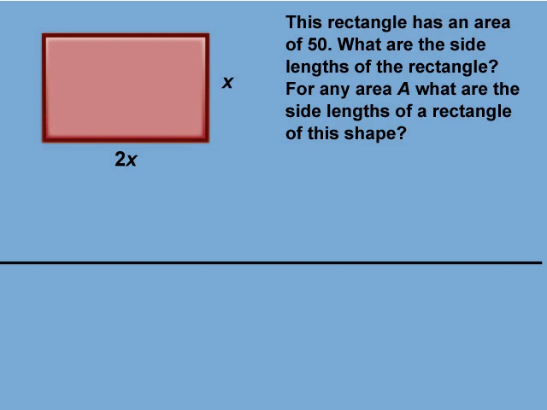This rectangle has an area of 50. What are the side lengths of the rectangle? For any area A, what are the side lengths of a rectangle of this shape? This is a rectangle whose length is twice that of the width.